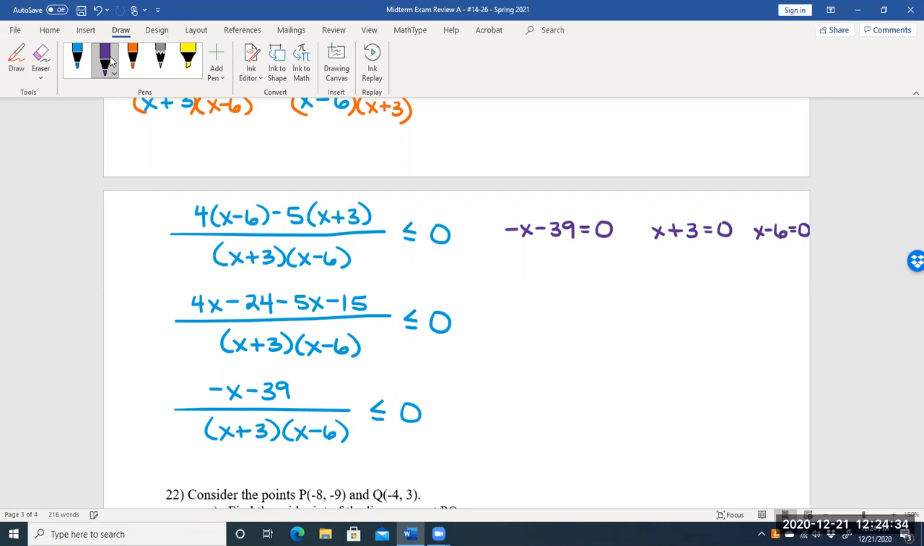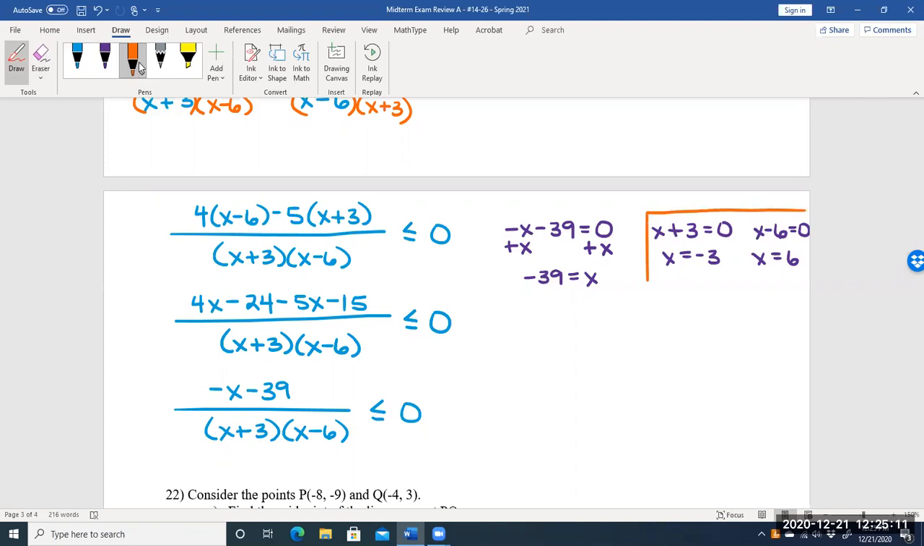And so one of my critical numbers is going to be -39. And then I've got -3 and 6. Now, before I go any further, our inequality symbol is a less than or equal to inequality symbol, and typically that means brackets. But for this problem, because it's a rational inequality, we need to be careful.